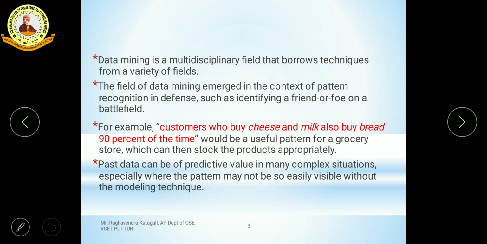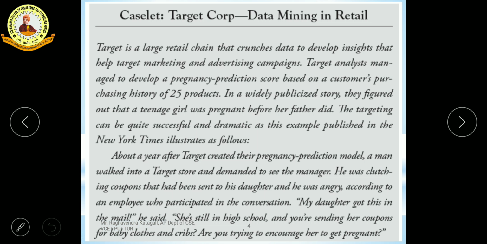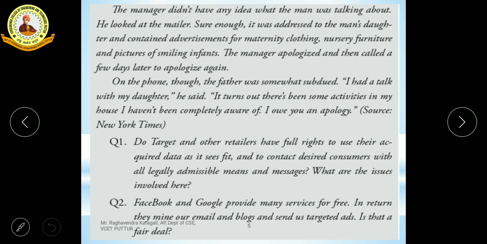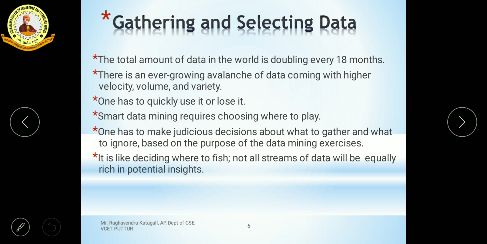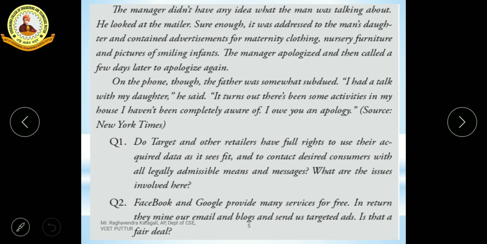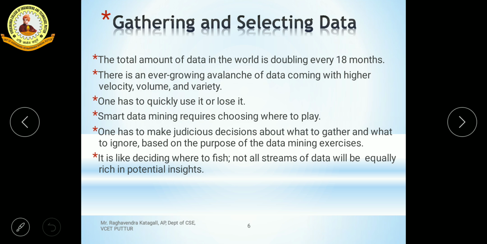I have given you two examples, and you have a case study you can go through: data mining in retail shops and how it is helpful, and how it is carried out by companies like Facebook and Google. This is a case study, so I'm skipping it.